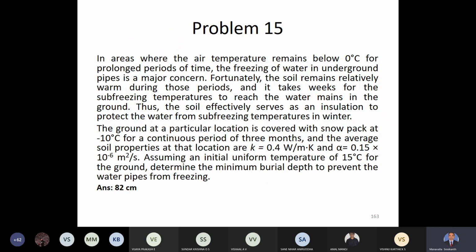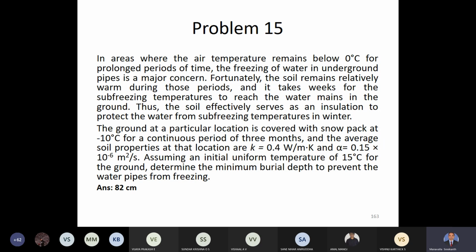There's one more problem here, similar thing. This is a very commonly used, very popular problem, especially in semi-infinite solids and heat transfer. So in cold countries, there is a problem of snowing during winters for a few months. Let us say it's a 3 months period. Now these pipelines which carry water, if they are exposed to the snow, they will freeze. The water will freeze and the pipes will break. But what we know is that under the Earth's surface, it is still warm. So even if it is snowing on the Earth's surface, the underneath is warm.